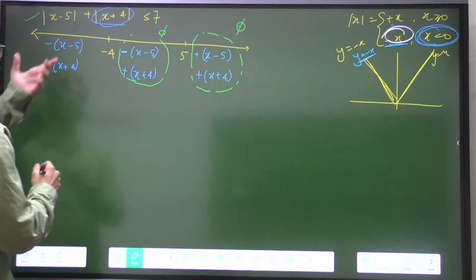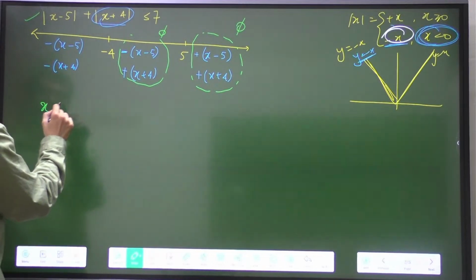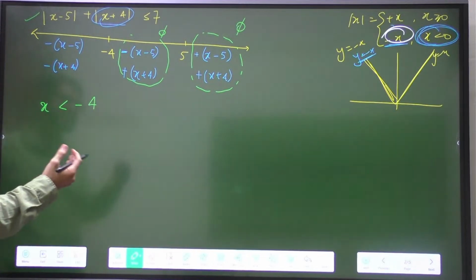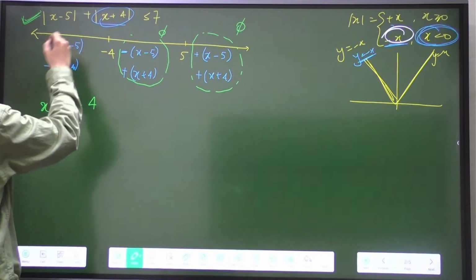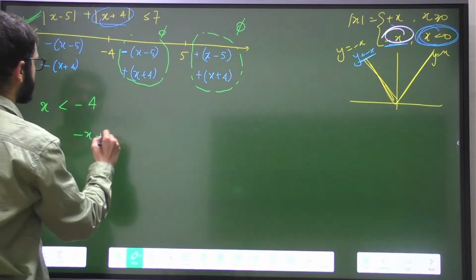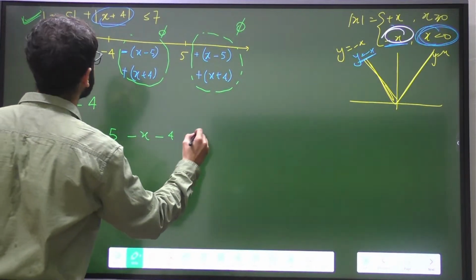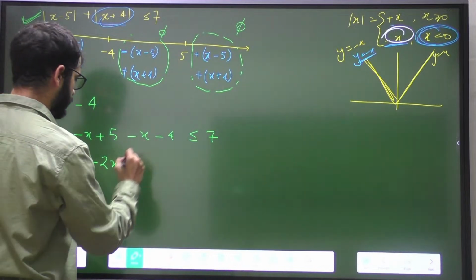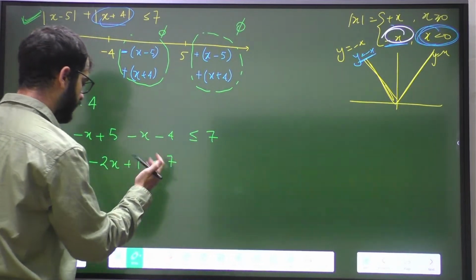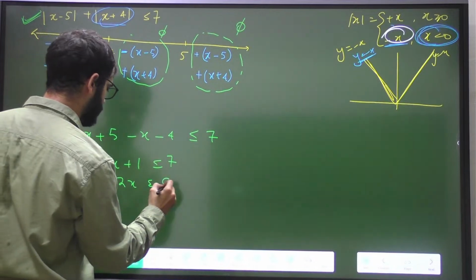If I am looking at the third condition, I see that x is less than -4. If x is less than -4, then the original expression can be written in this form, that is -x plus 5 minus x minus 4 less than or equal to 7. If I simplify it, it becomes -2x plus 1 less than or equal to 7. Subtracting 1 from both sides, I will get 6 over here.